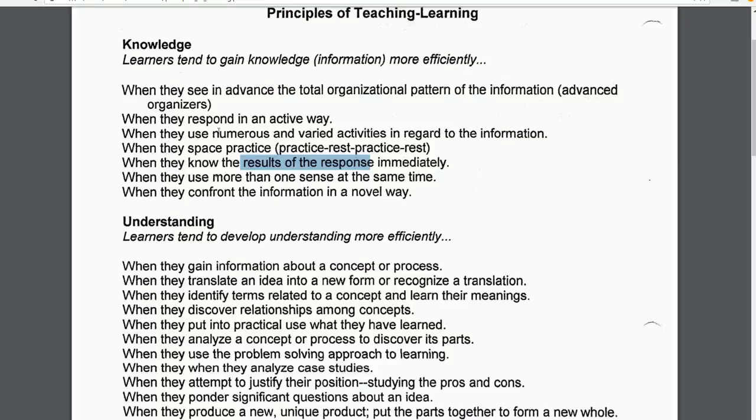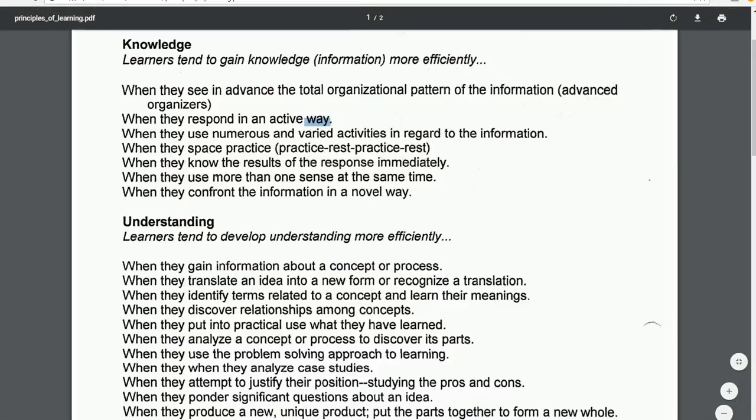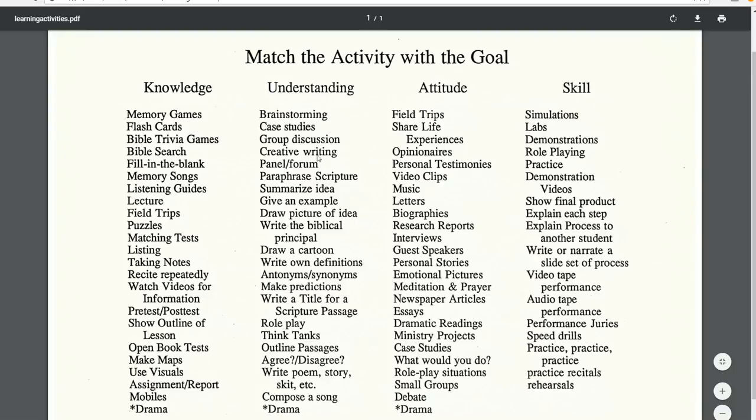And it's also an active way. If you're actively trying to solve a puzzle, then it's an active way. You're just not sitting down and listening. You're actually actively involved in solving the puzzle. Those are just a couple of the principles behind using a puzzle, for instance. And you can go through each of these.